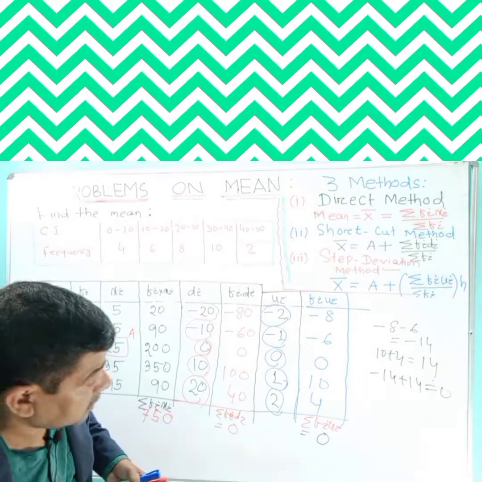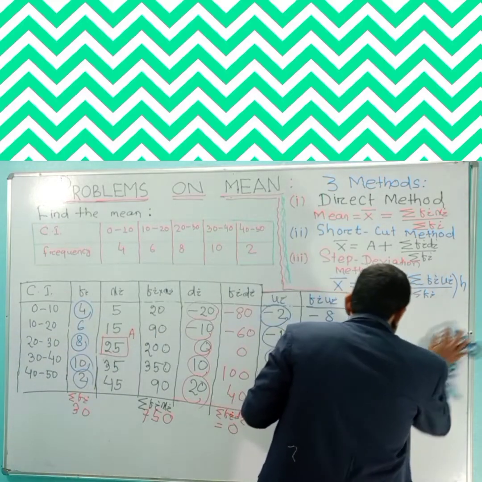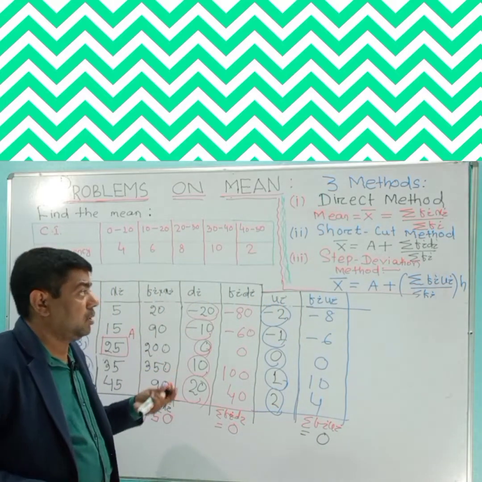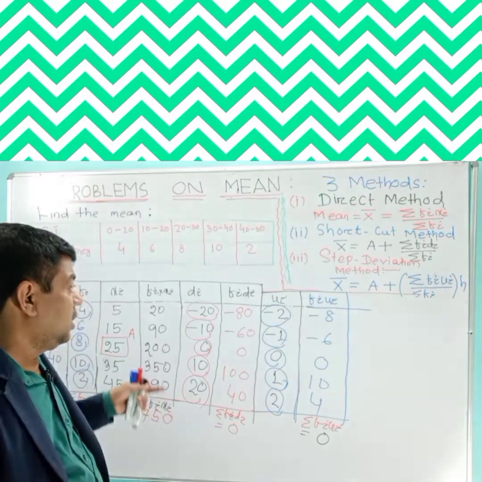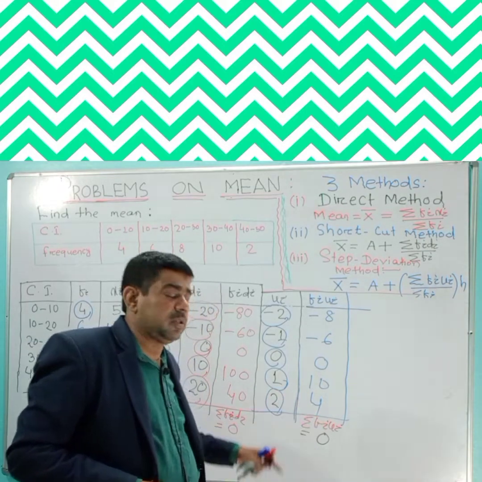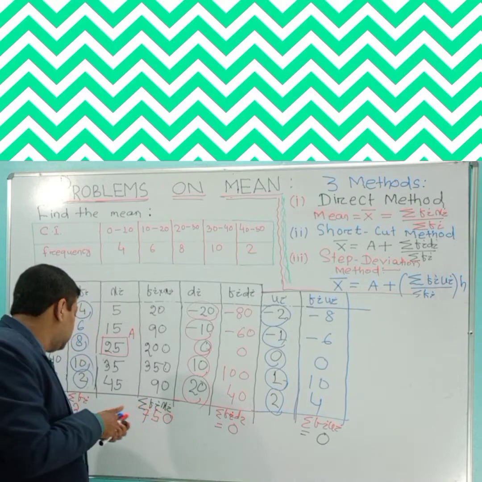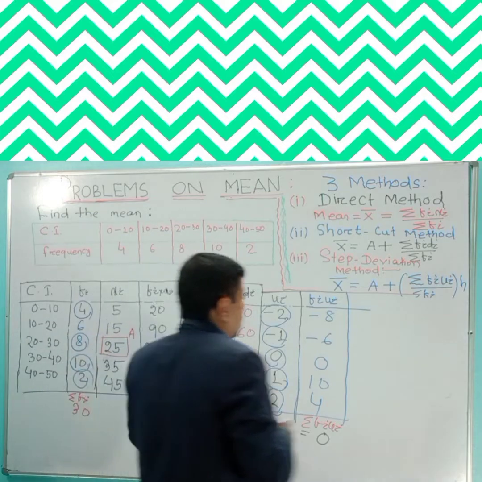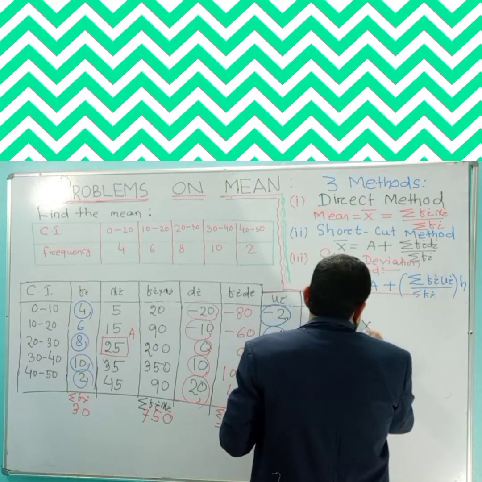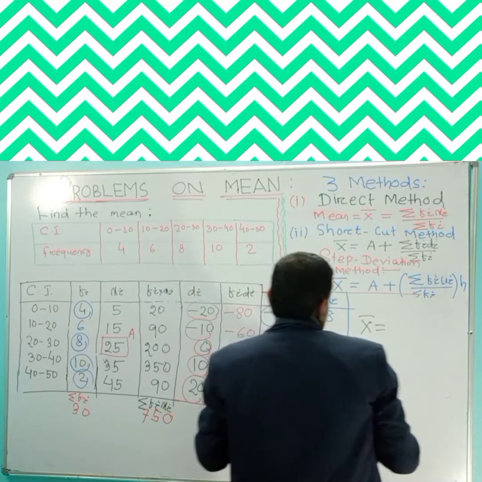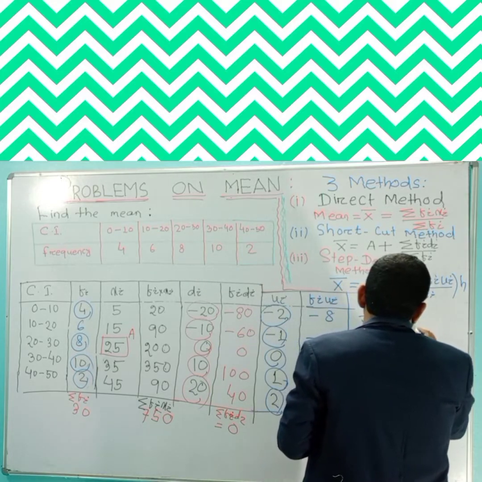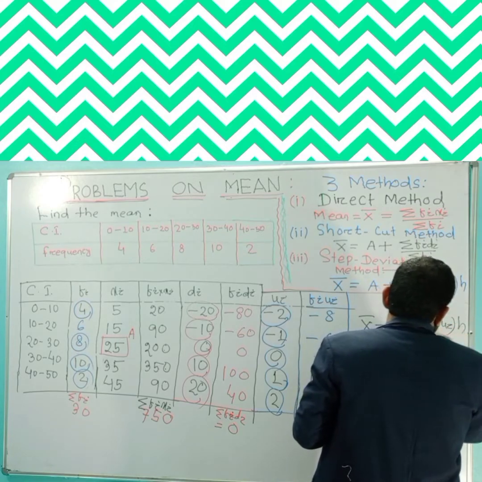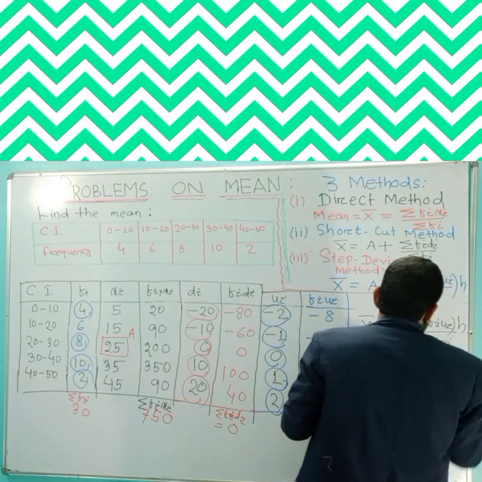Okay, understand? So this is one of the interesting questions. We are going to find the mean by different methods, three methods, and here I am using the step deviation method, which is the third method. Here I got summation of fi ui as 0. Let us write how to find the mean of the frequency distribution table. The mean formula by the step deviation method is a plus summation of fi ui into h upon summation of fi, yes or no?